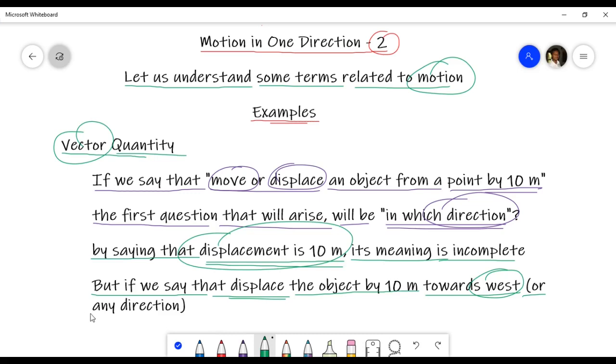If we say, displace the object by 10 meters towards west, or any direction. Suppose I tell you to move this weighing plate from this point 10 meters westward or eastward. Now you get it, right? It has a complete meaning.